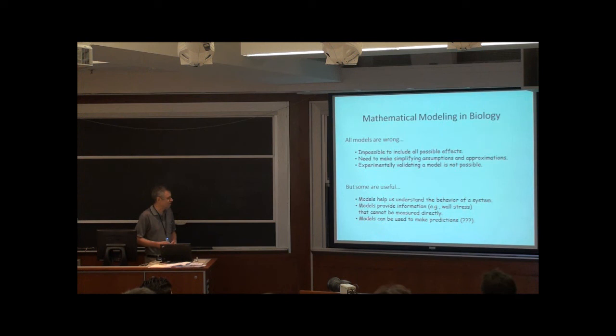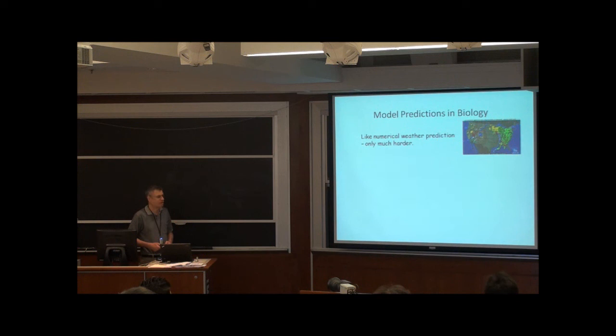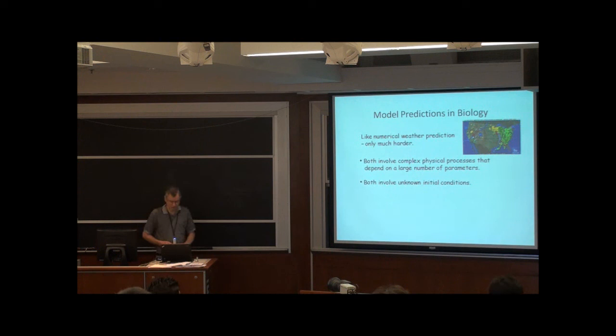And some would argue that models can be used to make predictions. Now, I question that, because predicting the behavior of a biological system is a lot like numerical weather prediction, only much harder. They both involve complex physical processes that depend on a very large number of parameters, and many of these parameters have unknown values, especially in biology. Both involve unknown initial conditions.